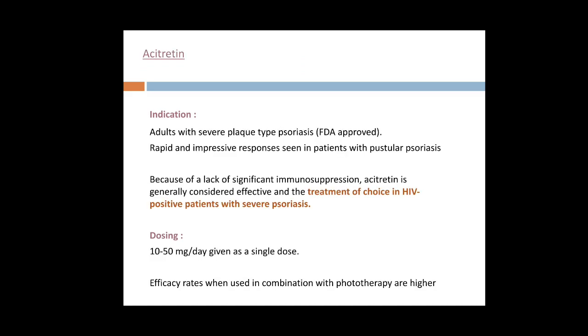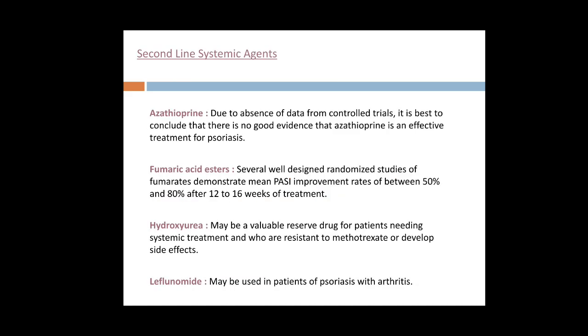Among these, methotrexate and cyclosporin have a shorter onset of action, so basically they have faster action. Maybe in 3 to 4 weeks, the patient will start responding. But acitretin will take some time. The advantage of acitretin is that it can be given for a longer duration, maybe up to 1 year, so the patient might be in remission for longer. Also, as it doesn't have any immunosuppressive action, it can be used in HIV patients also.